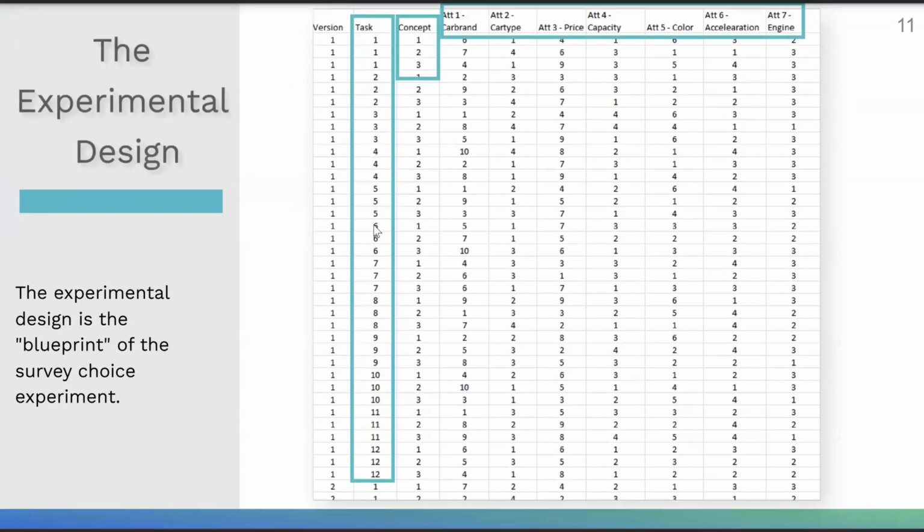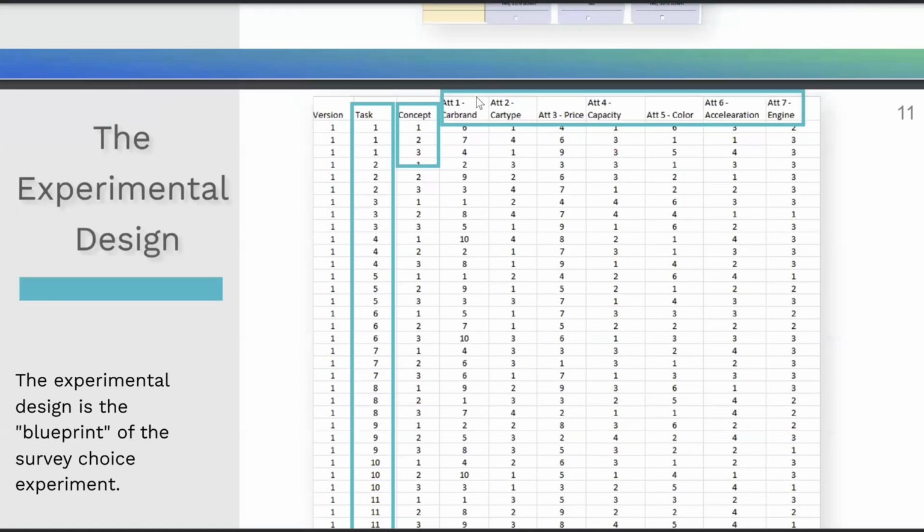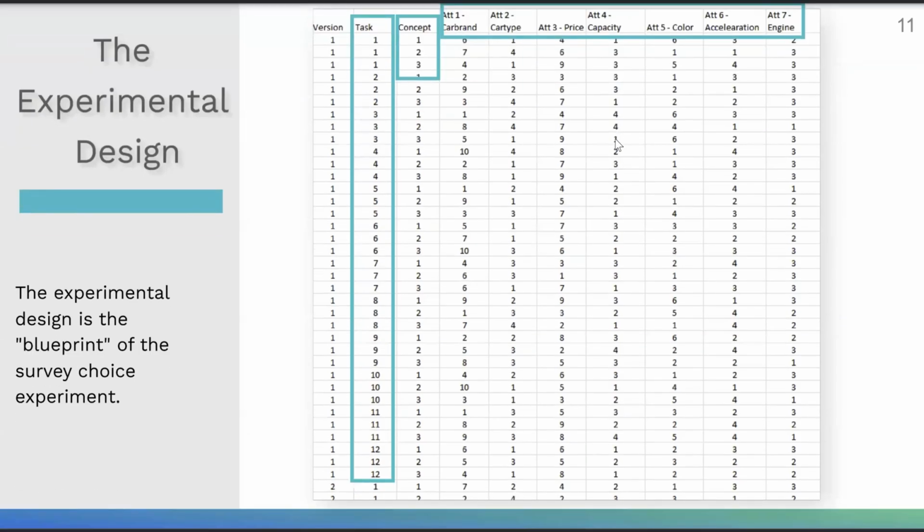And then it says, okay, on that first task, what are the concepts? The first concept, the second concept, the third concept, which is basically the products next to one another. In this particular choice task, you see 3 concepts next to each other, but I've worked with choice tasks that had 4 or 5 of them next to one another. And then, of course, it has information about the various attributes. Okay, it's a car brand. These are shorthand, but really this is the brand, this is the type of the car, this is the price, the capacity, the color, acceleration, etc.